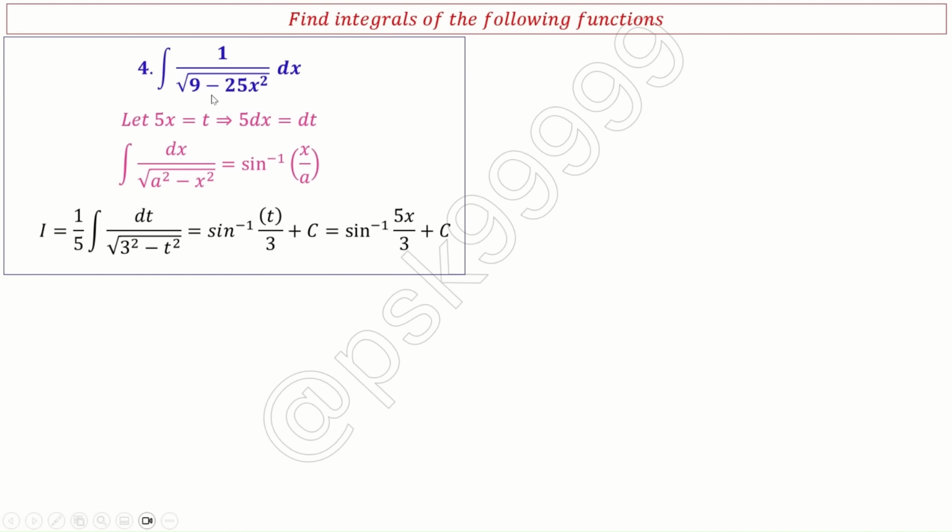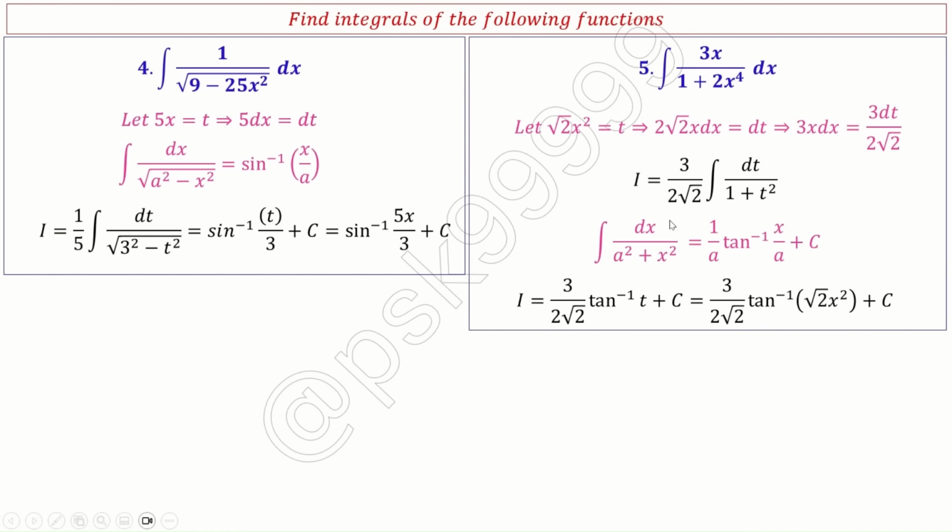Integration of 1 by square root of 9 minus 5x square. You know, this is 3 square, this is 5x whole square. So take 5x as t, then this will become 5 times dx equal to dt. So my integration is 1 by 5 integration of dt by square root of 3 square minus t square, which is in this form. Integration of dx by square root of a square minus x square is sin inverse of x by a. So this is sin inverse of t by a. t is 5x, so sin inverse of 5x by 3 plus constant.